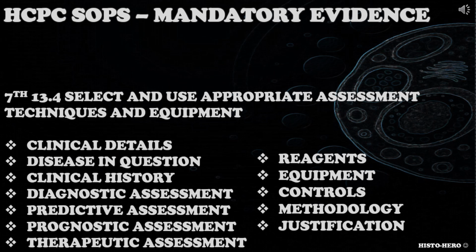The seventh standard is, select and use appropriate assessment techniques and equipment. Another straightforward one. To meet it, you need to select and use appropriate assessment technique and equipment. How do you select appropriate technique and equipment when performing standard investigations? Consider clinical details, ease in question and clinical history to narrow down the techniques you have to use. Establish whether the assessment is diagnostic, predictive, prognostic or therapeutic. Select appropriate reagents and equipment, use relevant control material and so on. Try to justify why you have chosen specific technique and equipment, explain your reasoning.